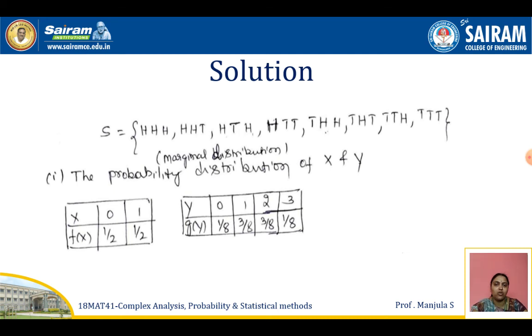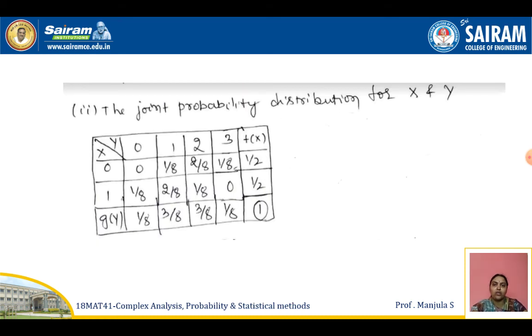Now we'll find out the marginal distribution for y. So here 0, 1, 2, 3. Maximum 3 times we can get the head. So first, y equals 0 means there is no head. Only one chance will be there, that is tail, tail, tail. So 1 by 8. Similarly, the next ones are 3 by 8, 3 by 8 and then 1 by 8. Now we got the marginal distribution for x and y.